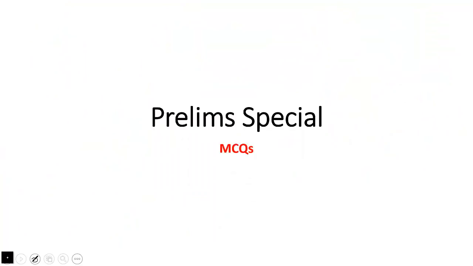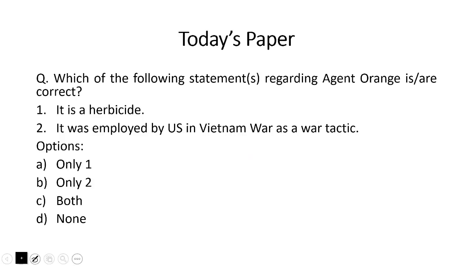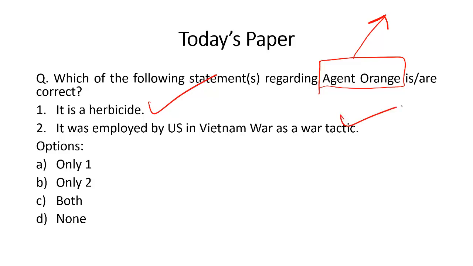Now let us look at prelims based questions. Number one, which of the following statements regarding Agent Orange is or are correct? Agent Orange is mentioned on your page number 1 when we talked about a wildlife sanctuary in Tamil Nadu. Agent Orange is a herbicide, yes. It was employed by US in Vietnam War as a war tactic. Correct. Both these statements are correct.